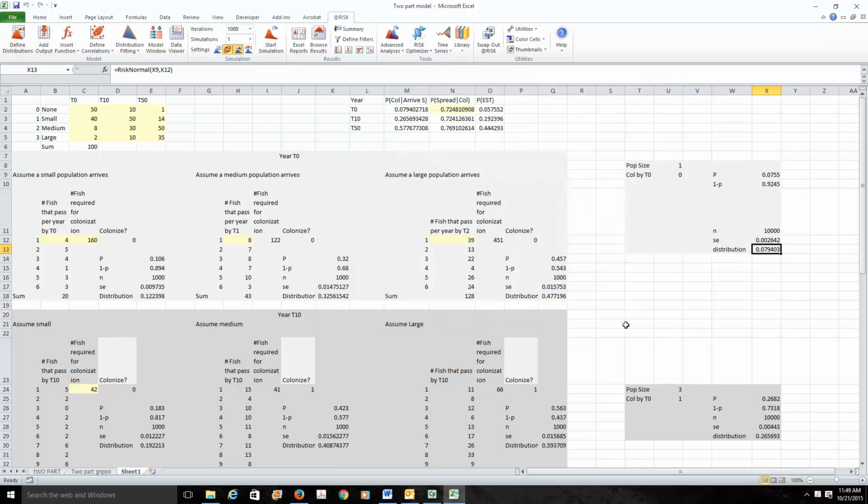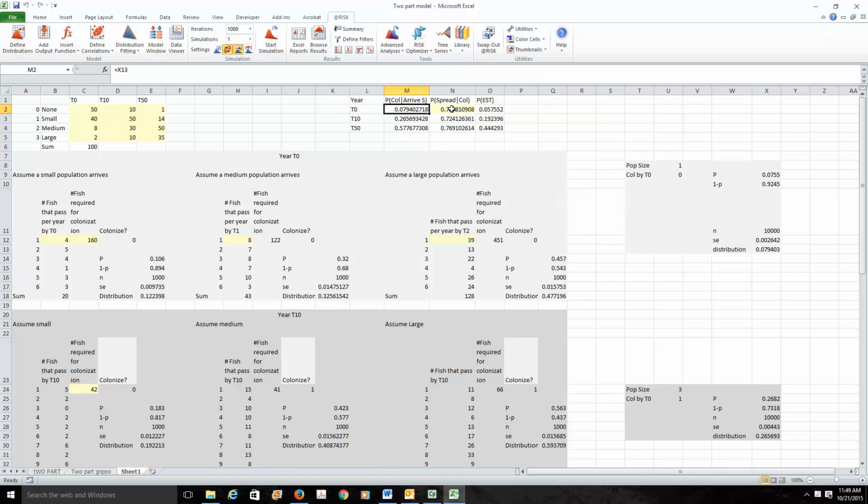This value here, 0.0794, is the realization of the moment. And if you look up here, 0.0794, that's the same thing. All this does, if you look in the formula bar, is it says whatever this value is, take it and put it here.